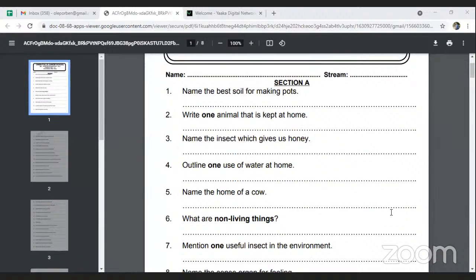What are non-living things? Non-living things are things which don't have life. Correct. Mention one useful insect in the environment. A bee.